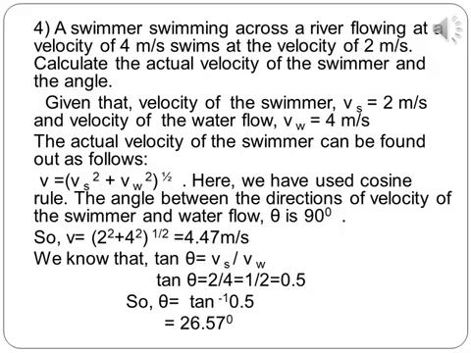What should be the angle? We know that tan theta is equal to Vs by Vw. By substituting the values of Vs and Vw, we get tan theta is equal to 0.5. Then theta is equal to tan inverse 0.5, which is equal to 26.57 degree.